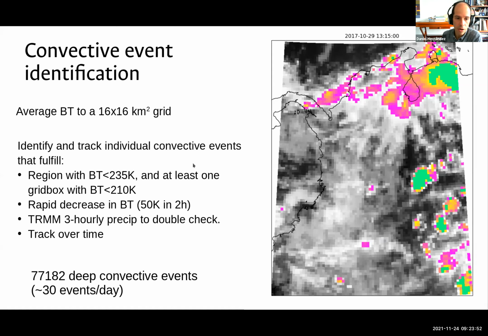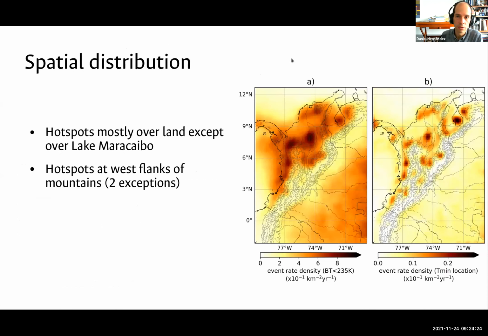And that allowed us to track a bit more than 77,000 deep convective events. That's about 30 events per day in this region, which is kind of realistic. We're probably not capturing all of the systems, but I think it's close to the actual number of convective systems that occur in this region. Okay, so the green region is below 210 Kelvin, the pink region is below 235 Kelvin. So now to the results.